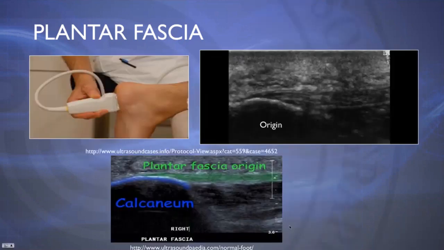So when we're assessing the patient's foot, this is how they will be positioned, not just typically pointing up towards the ceiling. We can see here the proximal aspect of the plantar fascia where the calcaneus is here with the plantar fascia origin. And then this is showing you more of a non-labeled image. Again, this is where the calcaneus lives, and then the proximal plantar fascia is located right in here.